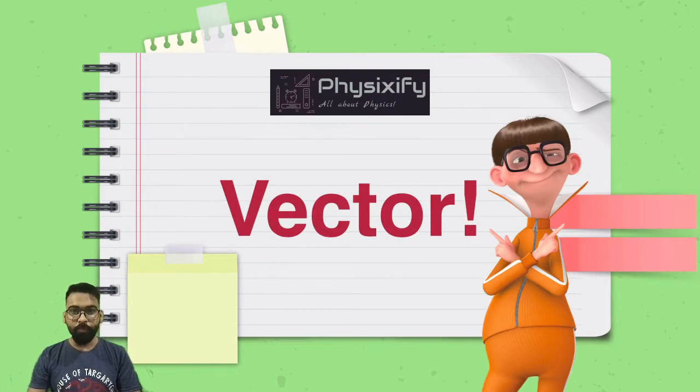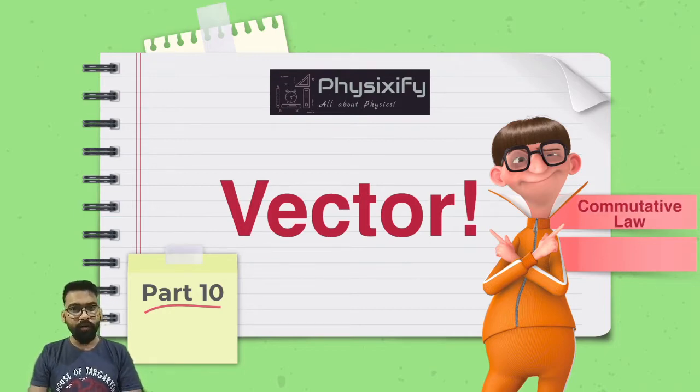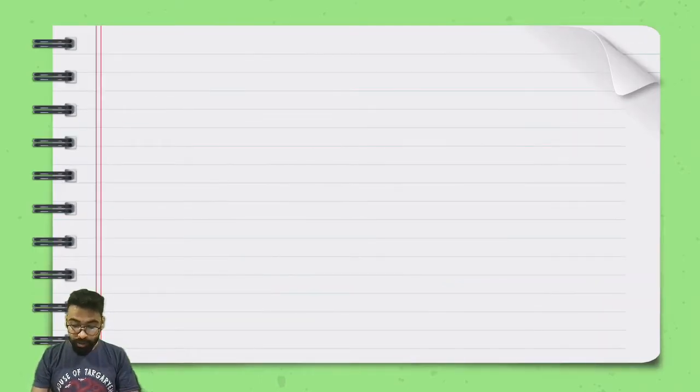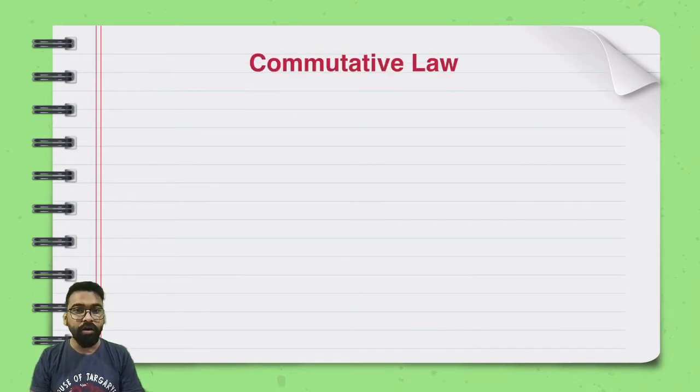This happens to be part 10 in which we are talking about the commutative law as well as the associative law of vectors. Two important laws coming for you. I hope you love it. Let's start this off and we have the commutative law coming in.